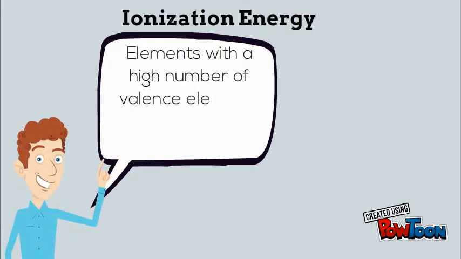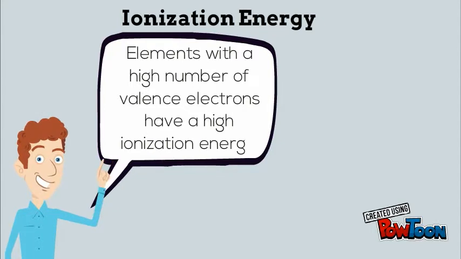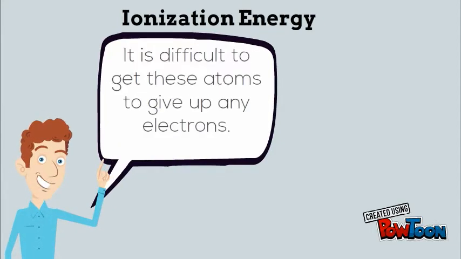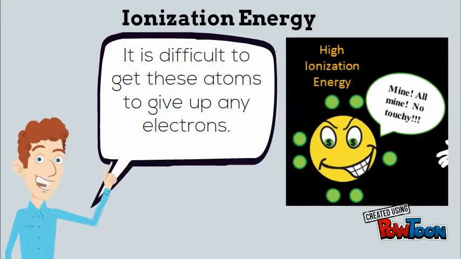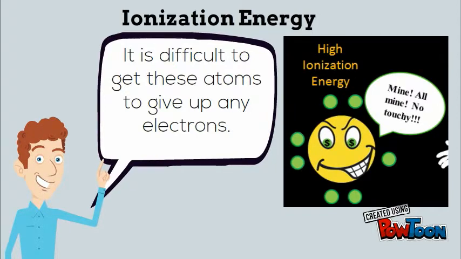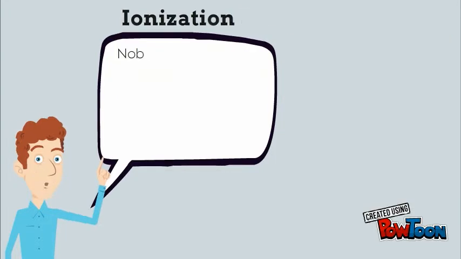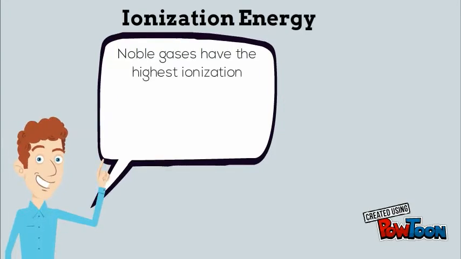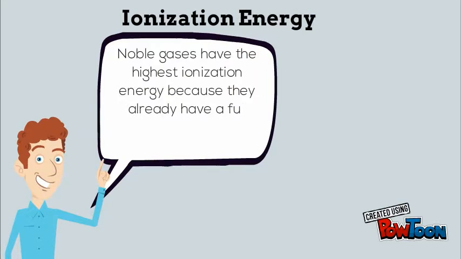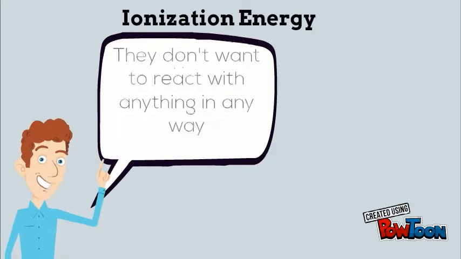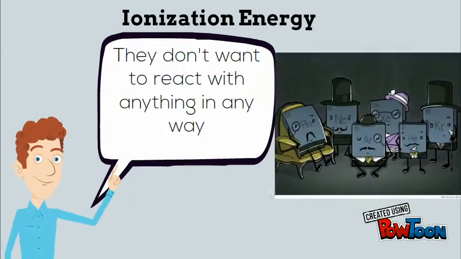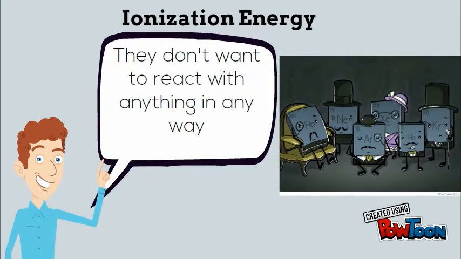Elements with a high number of valence electrons have a high ionization energy, and they don't want to give those up freely. They want more electrons, and they're not going to give up what they have. The noble gases have the highest ionization energy because they already have a full stable outer energy level. They don't want to react with anything in any way, and that means not sharing their electrons either.